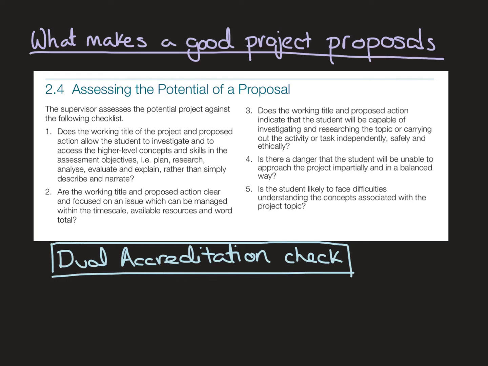So if you think about these 5 points when you're doing your proposal, you're less likely to have an issue with one of them. Remember, on top of this, we have our key dual accreditation check, where we have to check that there is no dual accreditation between your proposed research project and your A-level courses. So that's almost like the 6th point. So let's have a look at the 5 points in detail now.